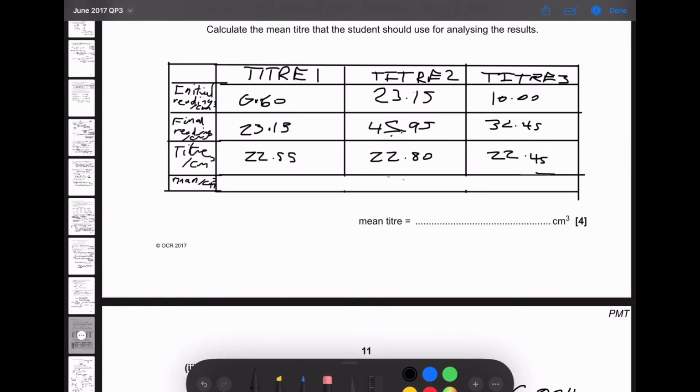So for this you might just go, oh, it's easy, 22.55 plus 22.8 plus 22.45 all over 3. But you're wrong, because we need to use concordant results. They need to be within 0.1 centimeters cubed of each other, which in this case is only titer 1 and titer 3. And then you work it out as 22.55 plus 22.45 over 2, and that gives us 22.50, and it's already in centimeters cubed, so we don't need to do any conversion.